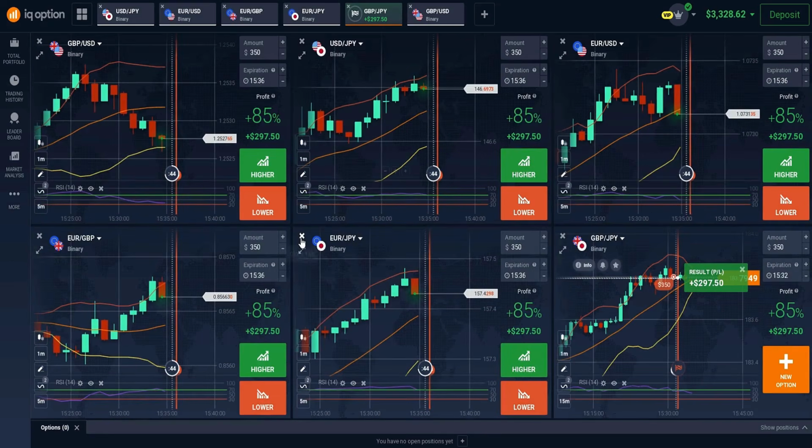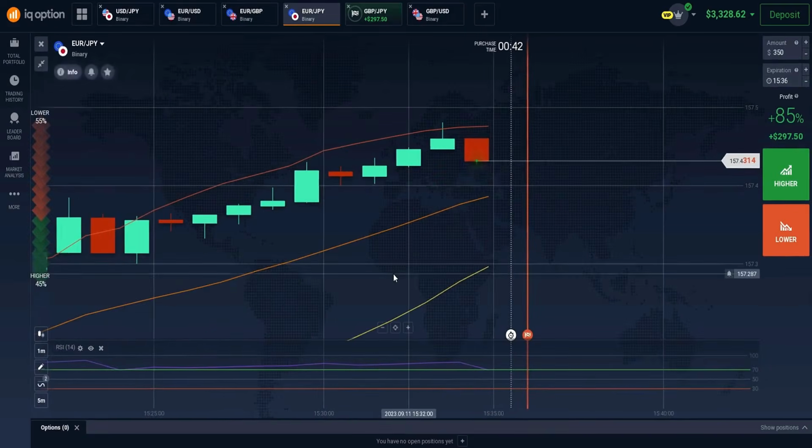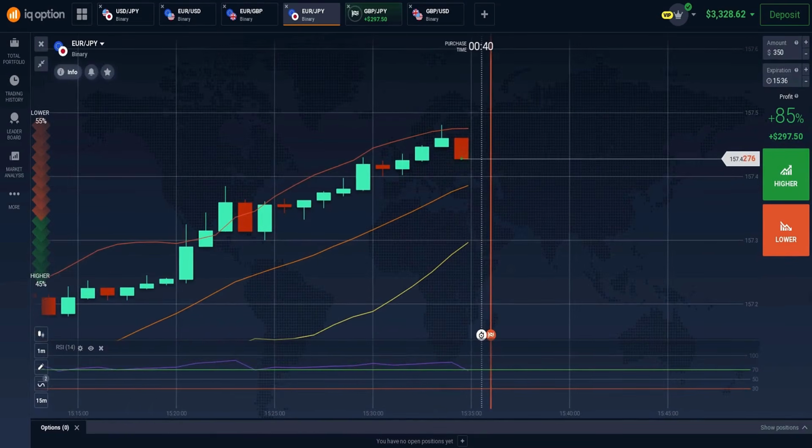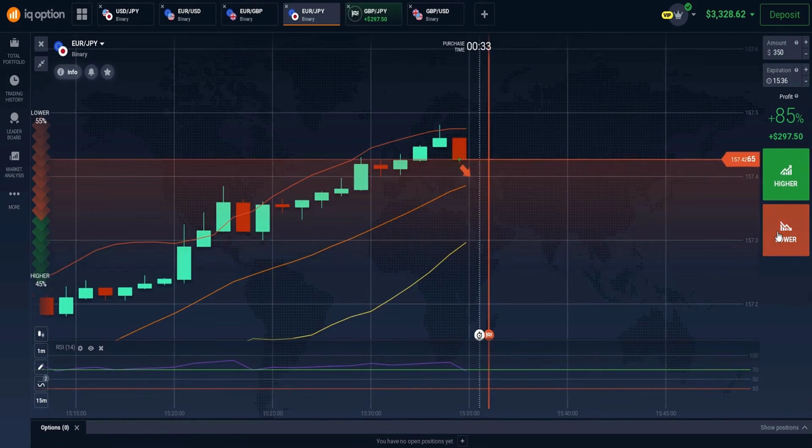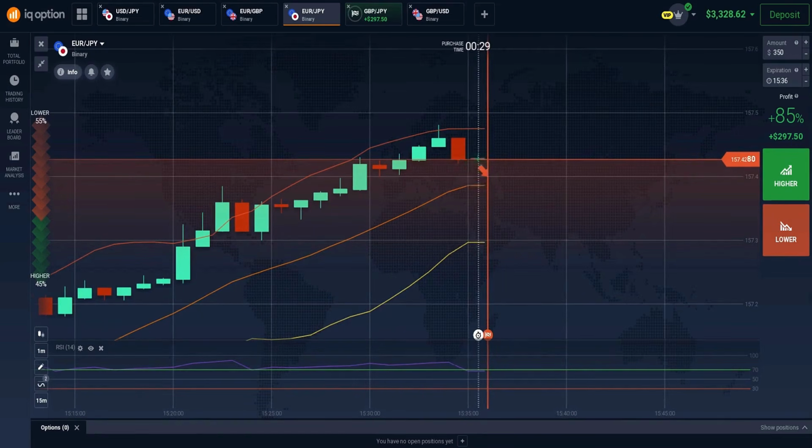I'll walk you through live trades step by step, so you can see exactly how this strategy works in real market conditions. So stay with me till the end. Every trade I take comes with valuable insights that can really level up your trading skills. Ready? Let's jump into the charts and start trading live.